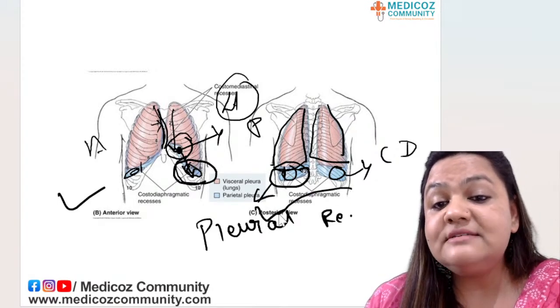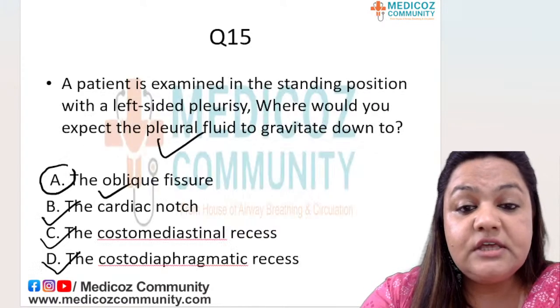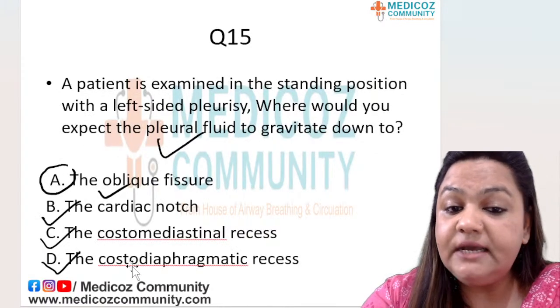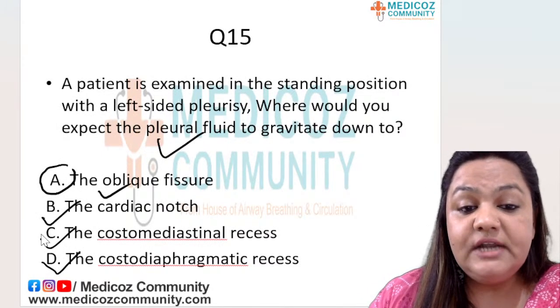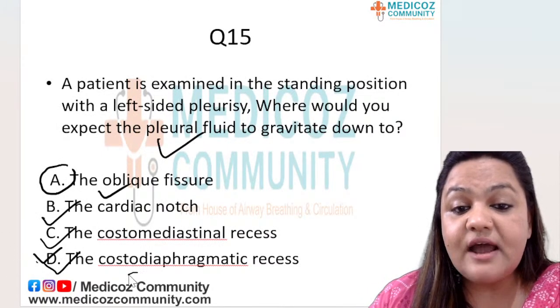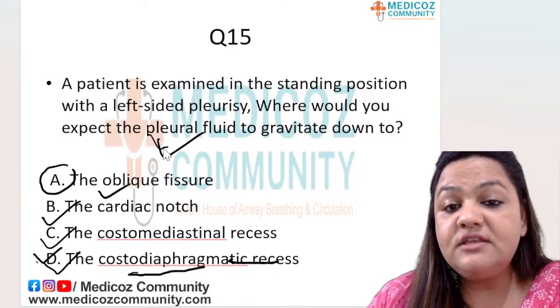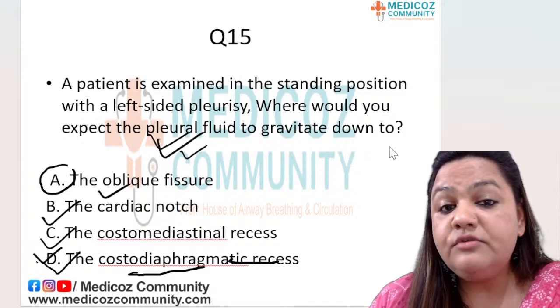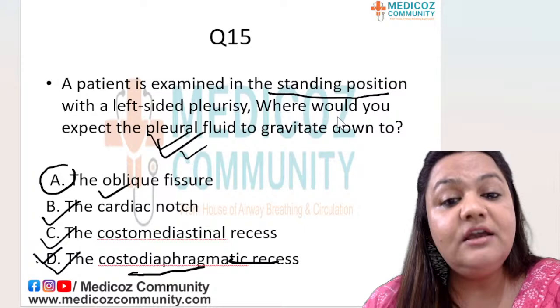So what is the answer here? The pleural fluid can gravitate down here within the costodiaphragmatic recess. Okay, so this is the answer. Option D is the answer for this question, that is, the costodiaphragmatic recess will be the area where the pleural fluid will gravitate down from the left side pleurisy when the patient is in standing position.